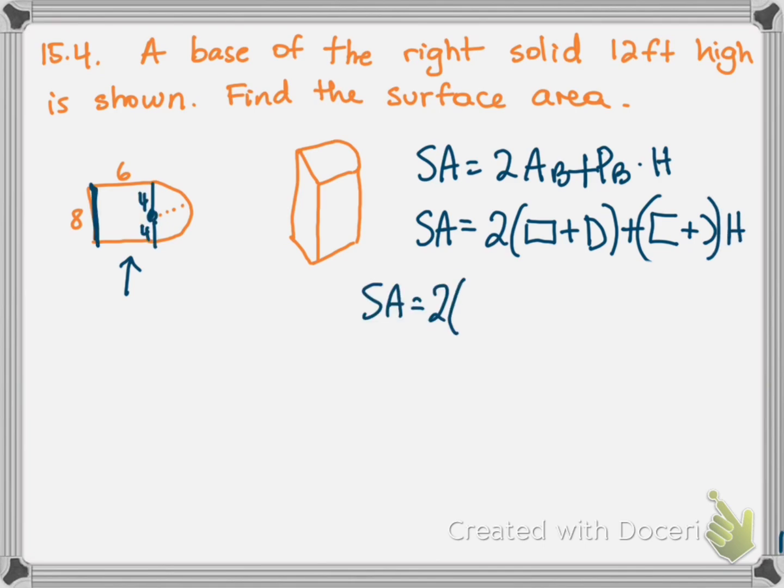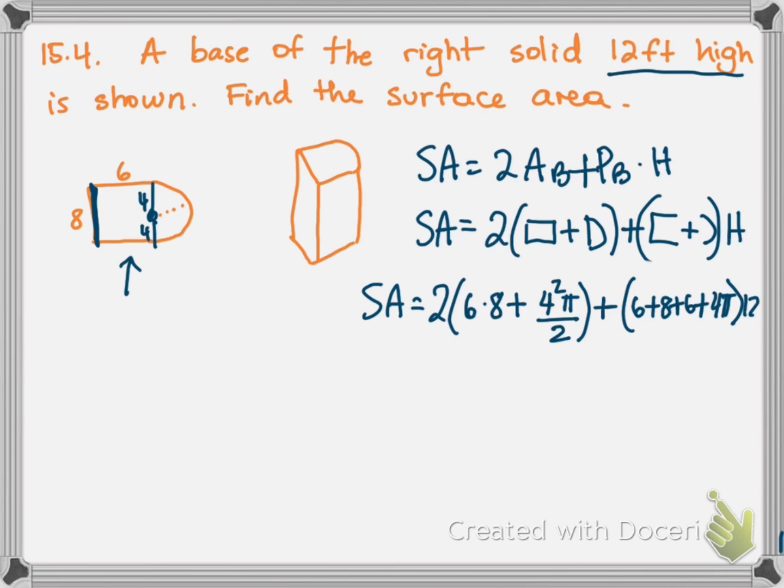So in this case, we have to multiply the dimensions of the rectangle, which are 6 by 8. And then add the area of the semicircle, which in this case, since this is 8, the radius is 4. So 4 squared pi divided by 2. And then we're going to have to also add these straight parts, which is 6 plus 8 plus 6, plus the 4 pi, that is the semi-perimeter. And all of that times the height, which is given in the word problem here, which is 12.